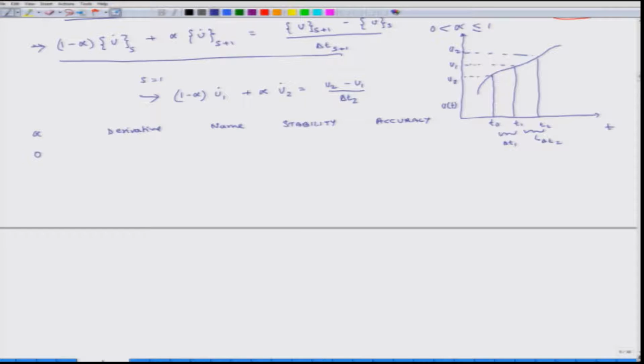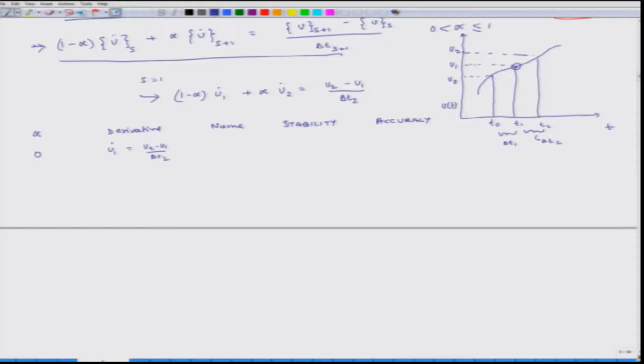So, consider alpha is equal to 0. In that case, the left side becomes u1 dot, and the right side u2 minus u1, right. So, it becomes u1 dot is equal to u2 minus u1 by delta T2. Now, look at this picture. What it says is that the derivative of u at this point which is encircled is equal to u2 minus u1 divided by delta T2. Right.